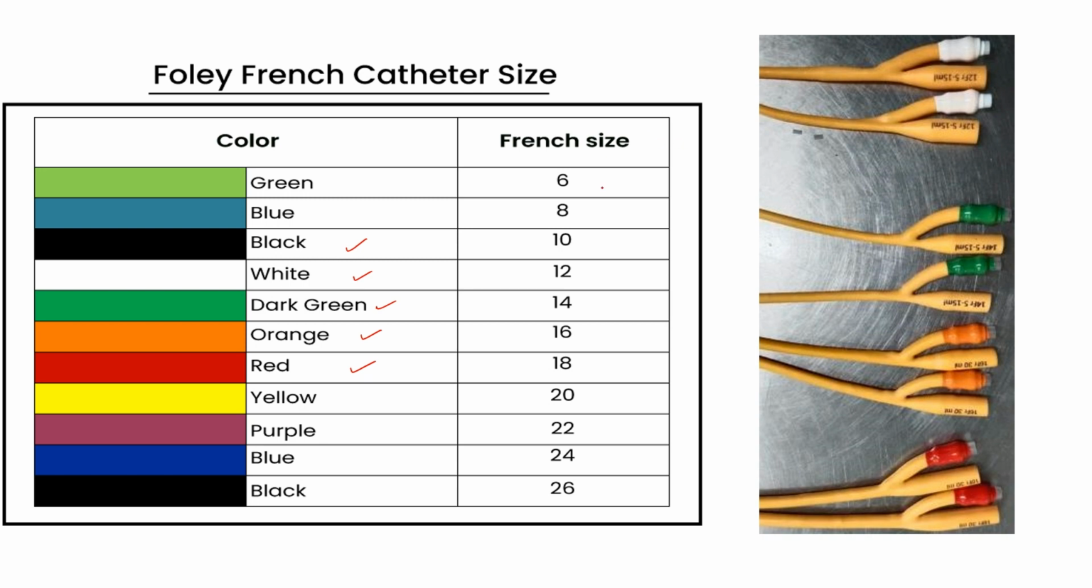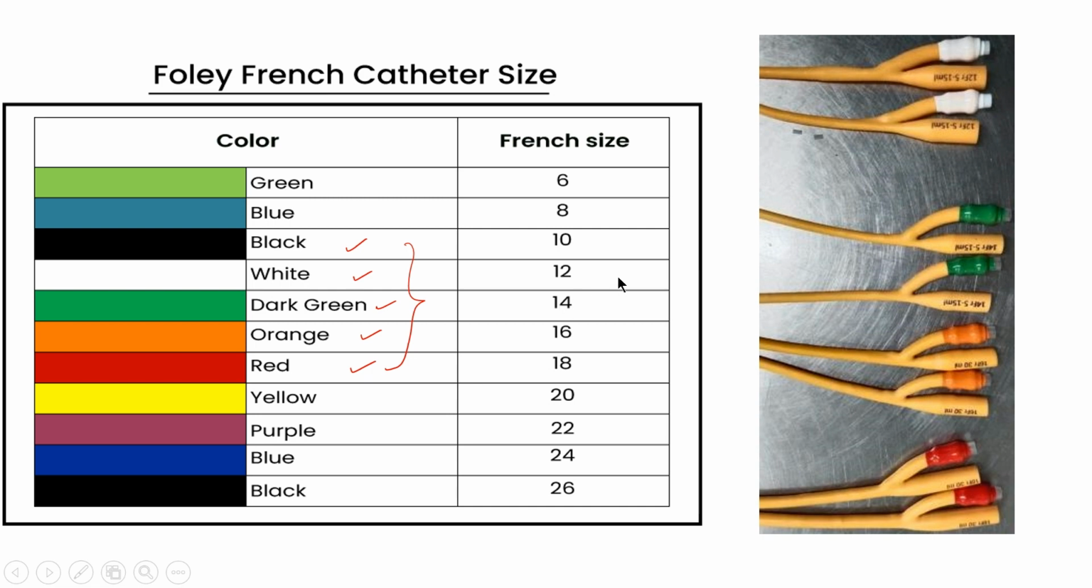So as you can see, black is your 10 and white is your 12 French, dark green is your 14 French, orange is your 16, and red is your 18. So you have to remember at least these things from this table. These are very important. And this is regarding the Foley's catheter and the sizes.